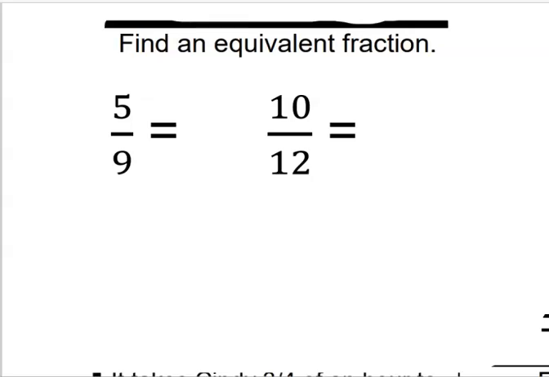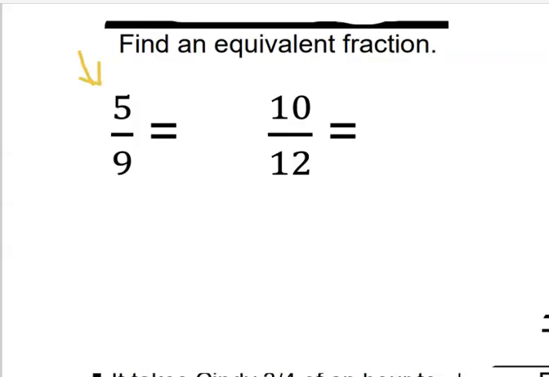Here we are, quarter one, week 7, day 1. It says find an equivalent fraction. Okay, so once again, we can look at these and say, well, is there something we can divide into them to make them smaller? Well, if you look at the 5 over 9, there's really nothing you can divide into 5 and 9 that will go into it evenly.